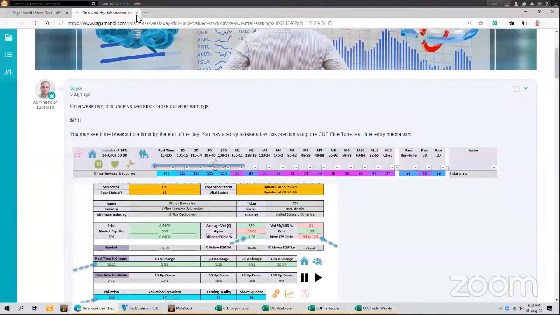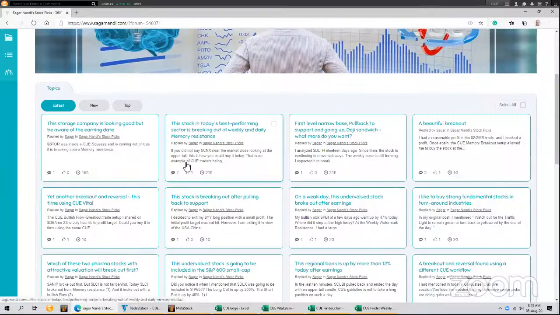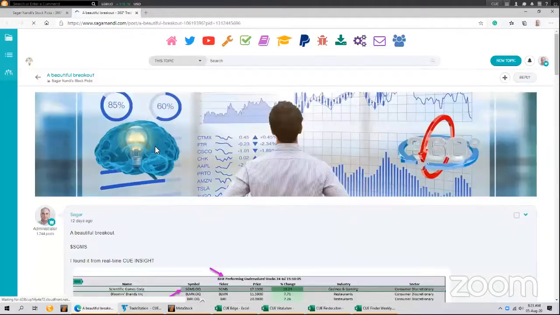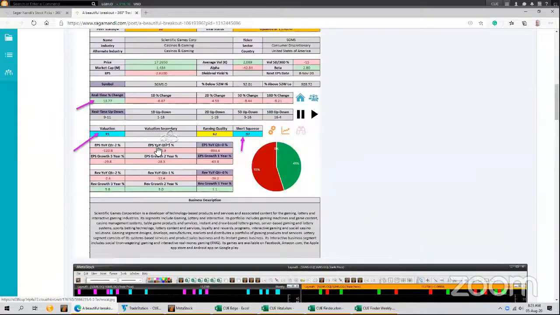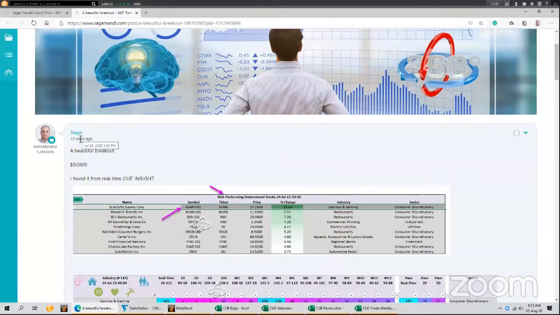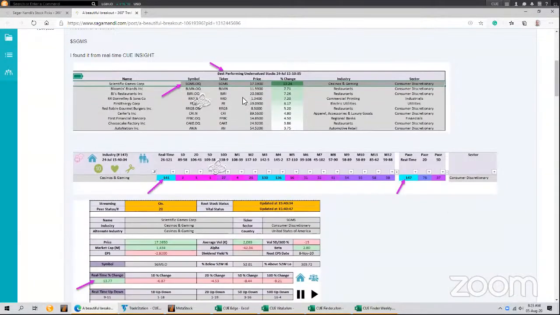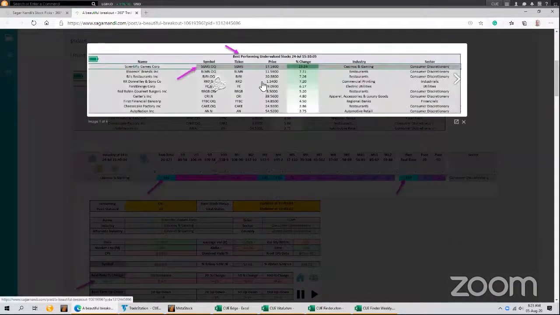Let's look at another trade, SGMS. That was also a breakout trade. I titled it a beautiful breakout. Let's look at it. I shared it 12 days ago. I found it from Q Edge Insight. It came as one of the best performing undervalued stocks.